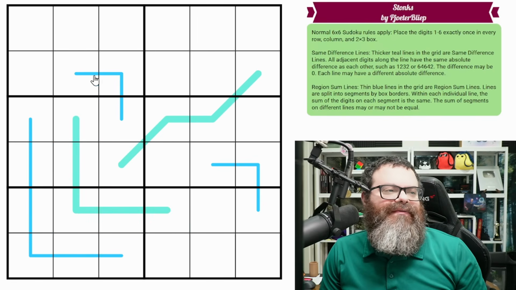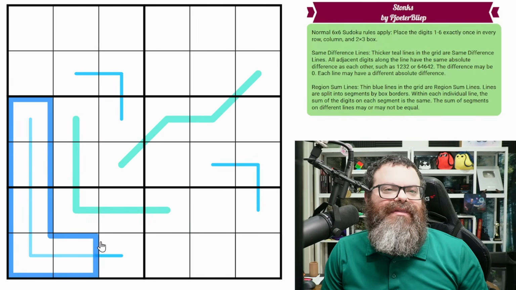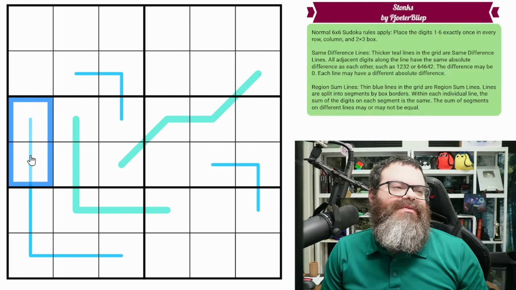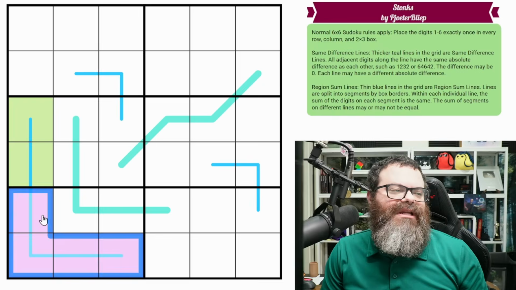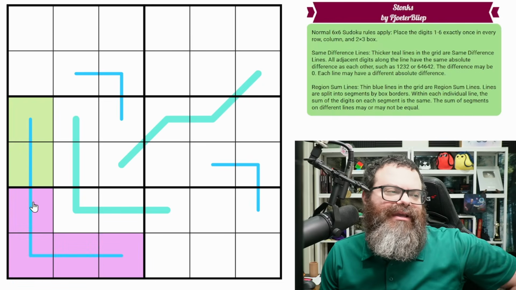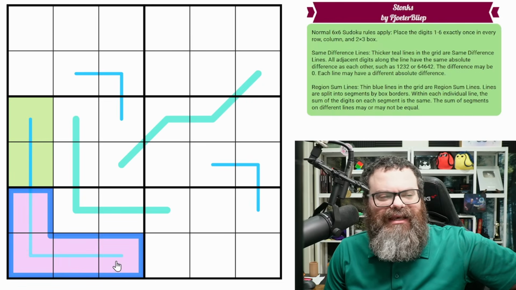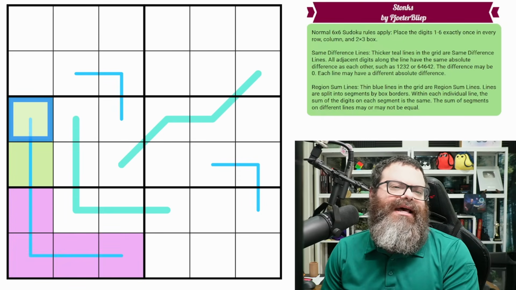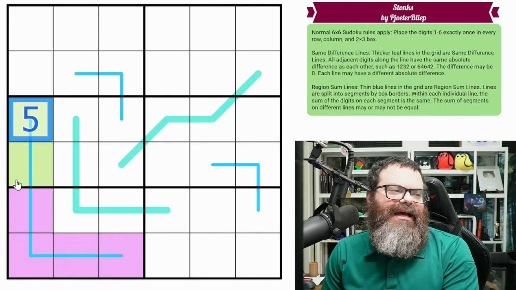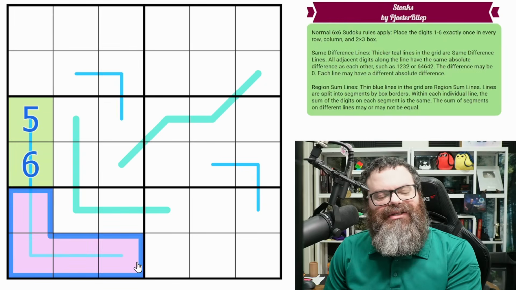All right, we also have these region sum lines in the grid. These are these much thinner blue lines. What we do is we segment them. You create a new segment whenever you cross a box boundary. And so this is a segment and this is a segment. Every segment on the same line has the same sum. So whatever these two add to, say 5, 6, that adds to 11. That would mean these 4 add to 11 as well.